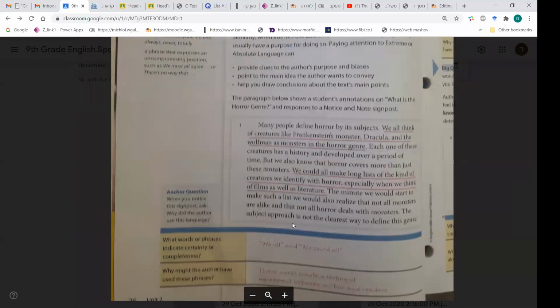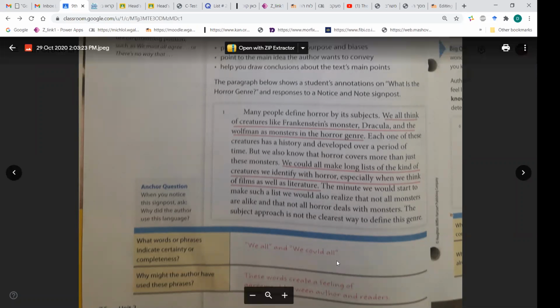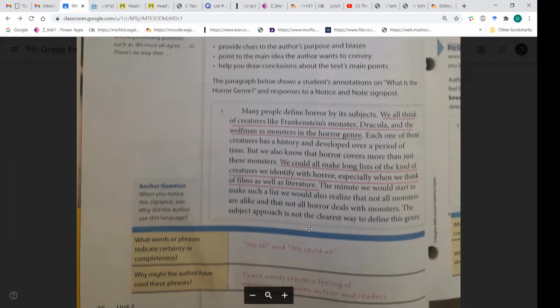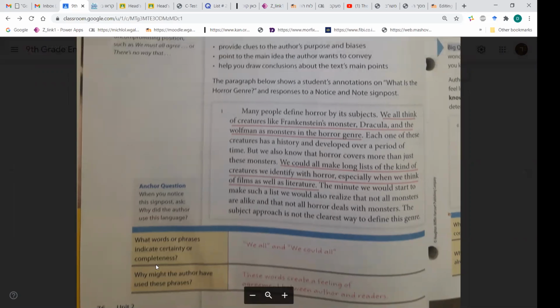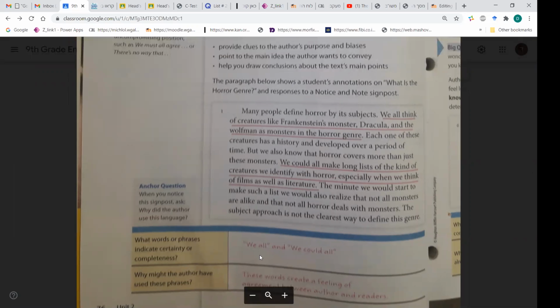And before we go on, it says here, anchor questions. When you notice this signpost, ask why did the author use this language? Okay, here the signpost is anchor questions. What's an anchor? Anybody know what an anchor is? So they ask you what words or phrases indicate certainty or completeness. These are anchor questions for right now. So again, certainty, what's a certainty? What's a certainty? Certainty and completeness.